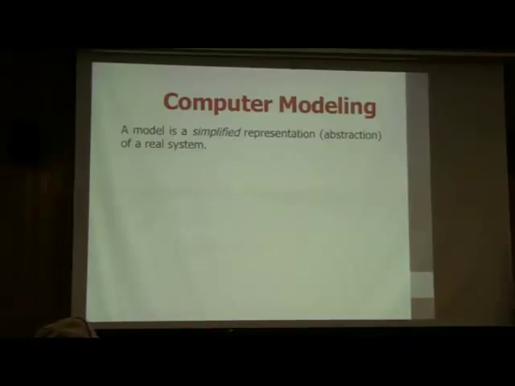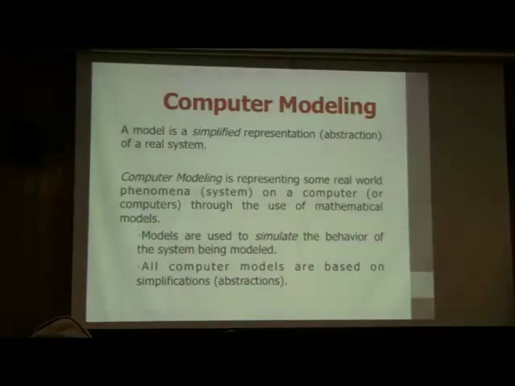A model is a simplified representation or abstraction of a real system. And computer modeling, of course, represents some real-world phenomenon, or some real-world system, on a computer through the use of mathematical models. Fairly simple definition, I think. Models are used to simulate the behavior of the system being modeled. And one key point that I frequently like to point out is that all computer models are based on simplifications or abstractions.